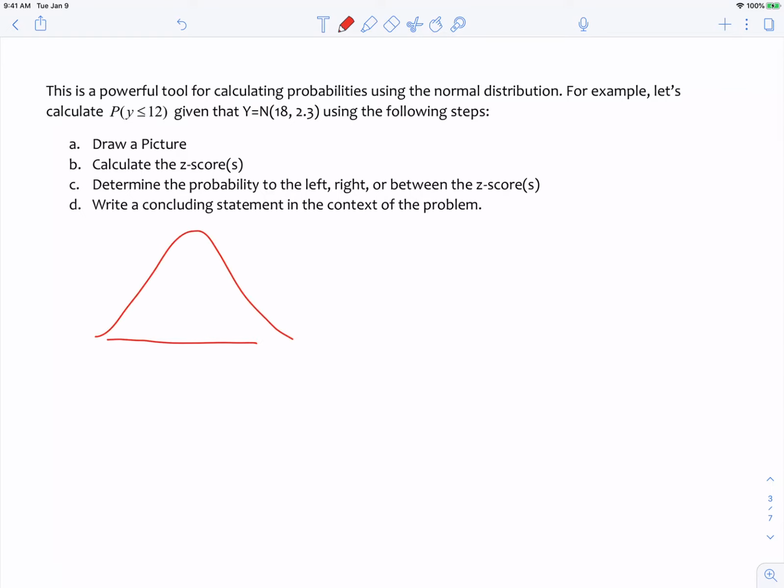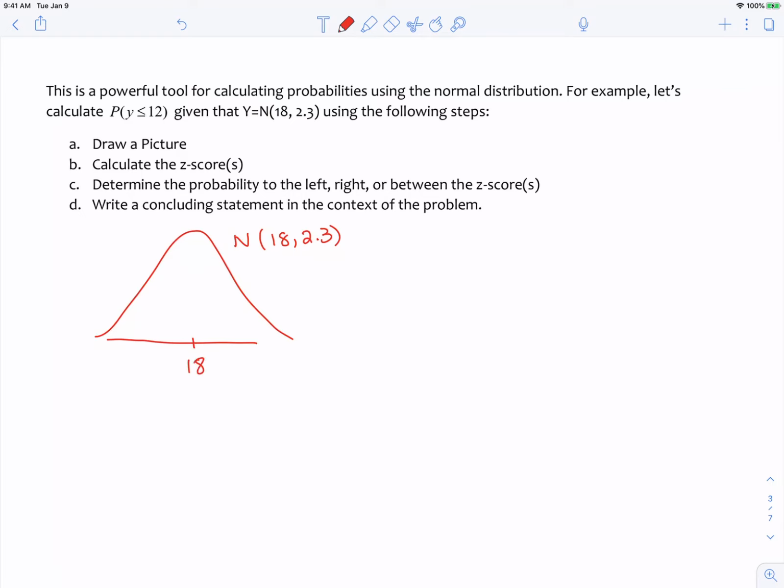Now this is a sketch. It shouldn't take up your whole page. This is one of many parts of the total process, so you don't want to be too big on this one piece. I want to label it with what it's meant to represent, and it's meant to represent a normal model with a mean of 18 and a standard deviation of 2.3.